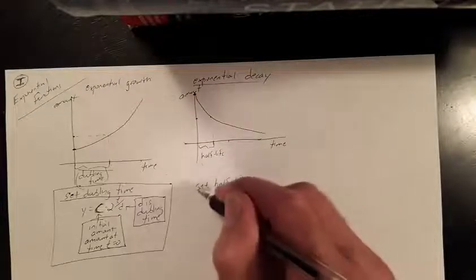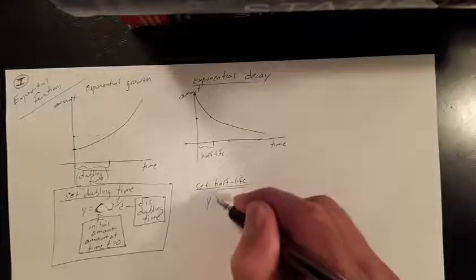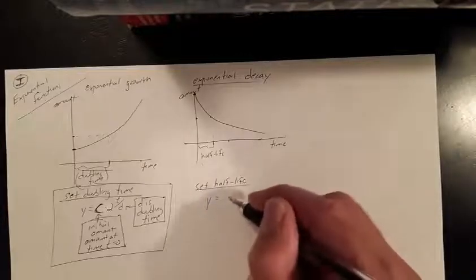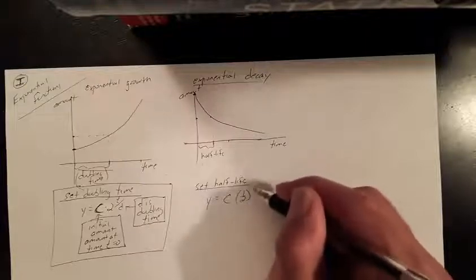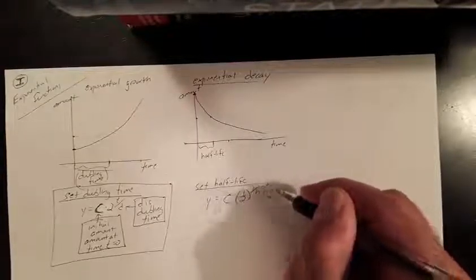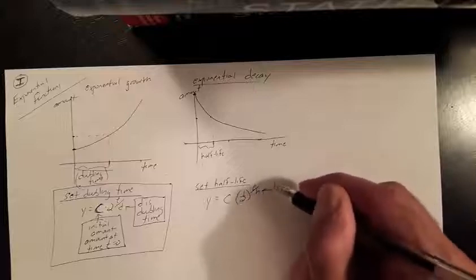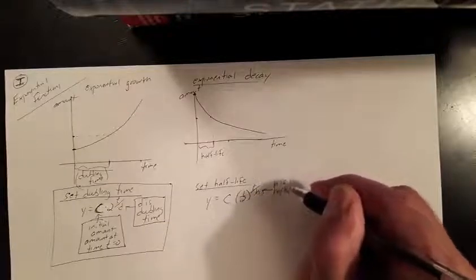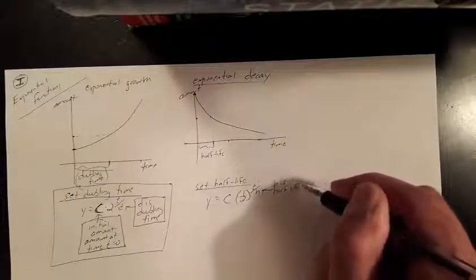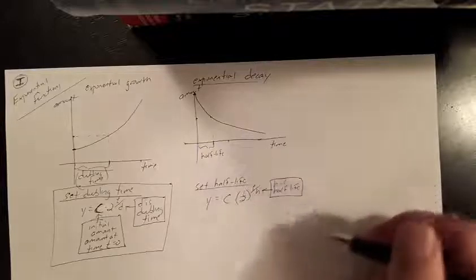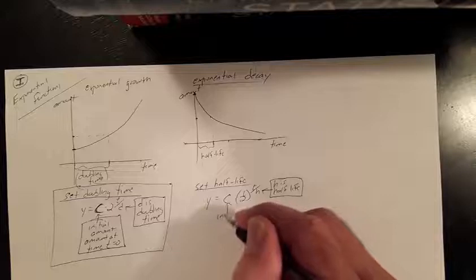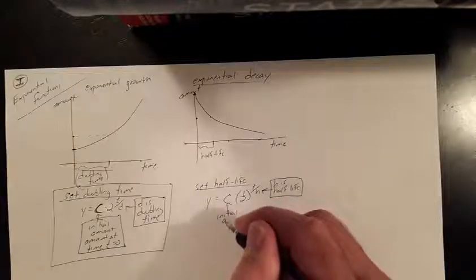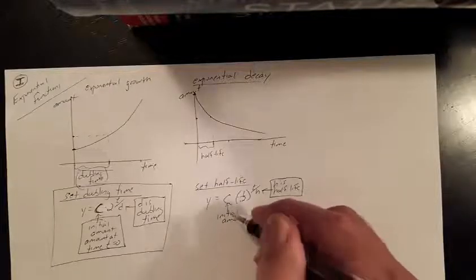And for that reason, if you know the half-life, then they can all be written as c times 1/2 to the t over h, where h is the half-life. And of course, c is the initial amount again. The amount at time t equals 0.